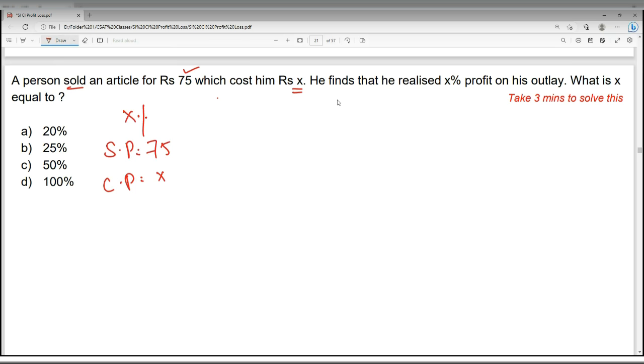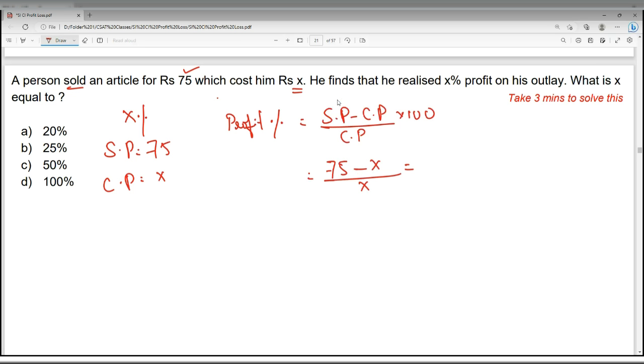So we know that profit percentage is equal to selling price minus cost price upon cost price into 100. We know that selling price is 75, so (75 minus X) upon X into 100 is equal to X. Profit percentage is X, it's given here.